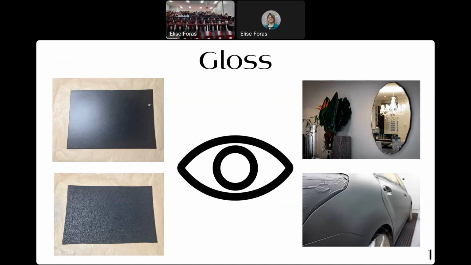And here on the left, we have two examples of levels that we studied. At first, on the top, a glossy level, and on the bottom, quite a matte level.